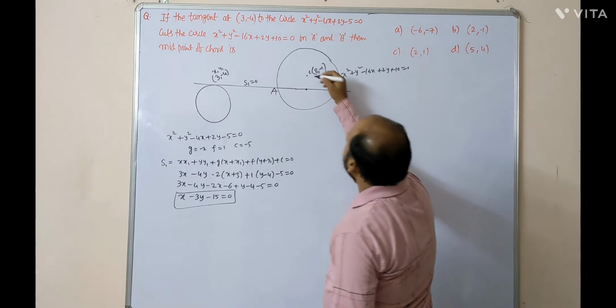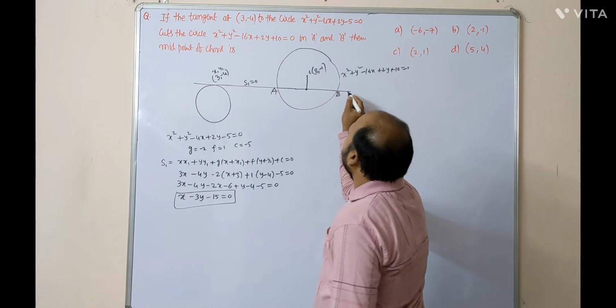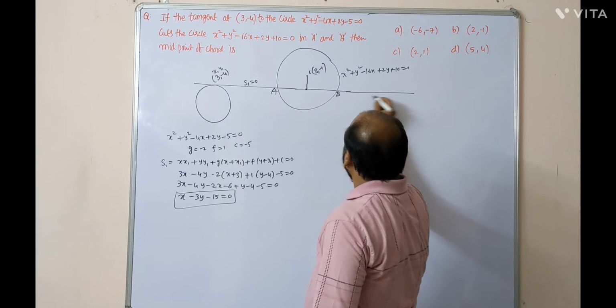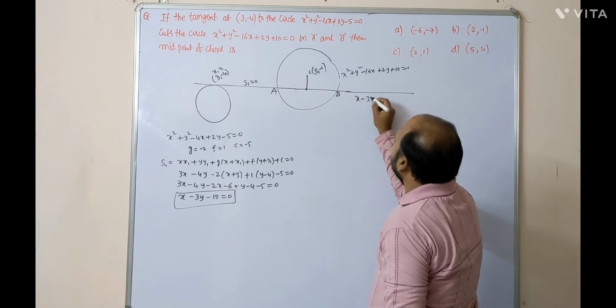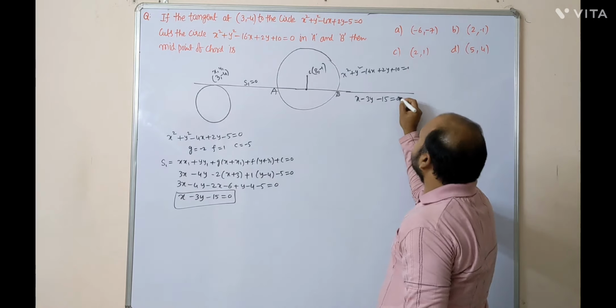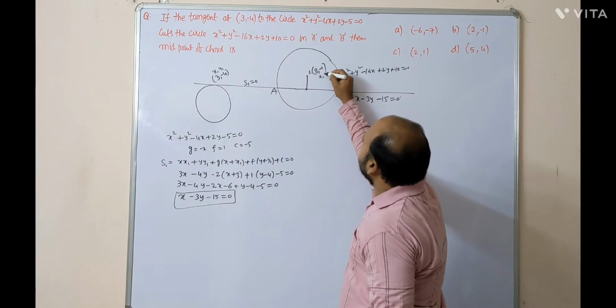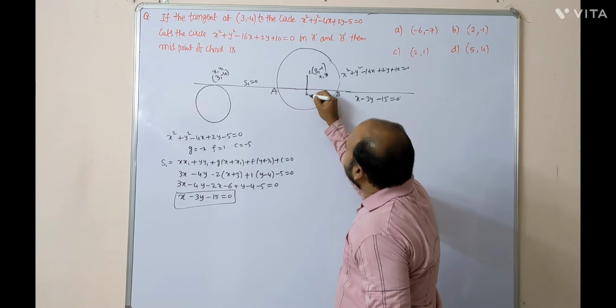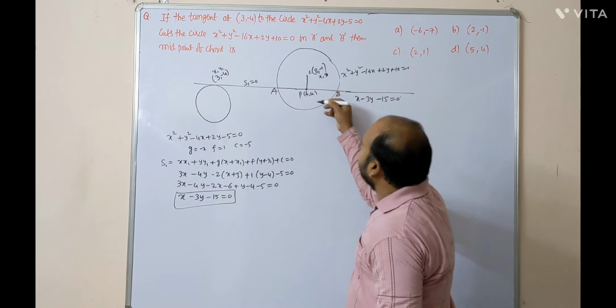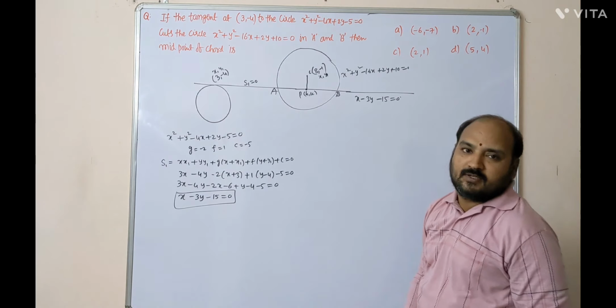Generally, midpoint of chord means the foot of the perpendicular from this point to this line. This line is what? This only: x minus 3y minus 15 equal to 0. This is x1, y1. The foot of the perpendicular h comma k is the midpoint of the chord. You can take and apply the formula, you will get the answer.